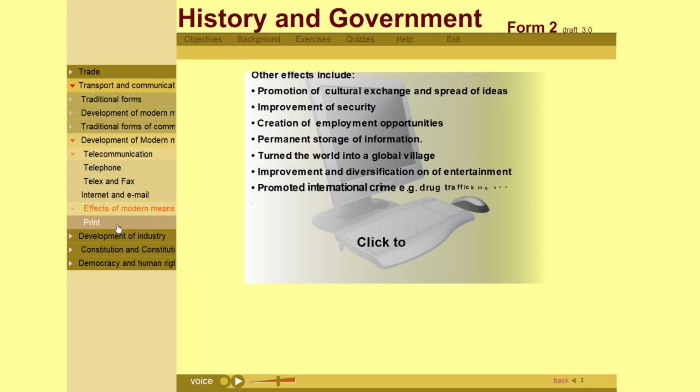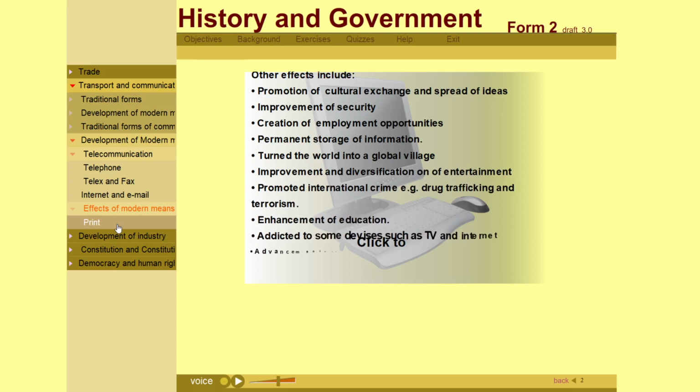However, it has negative effects such as promotion of international crime, for example, drug trafficking and terrorism, addiction to some devices such as TV and internet, advancement of warfare, for example, use of satellite-guided missiles, and promotion of immorality.